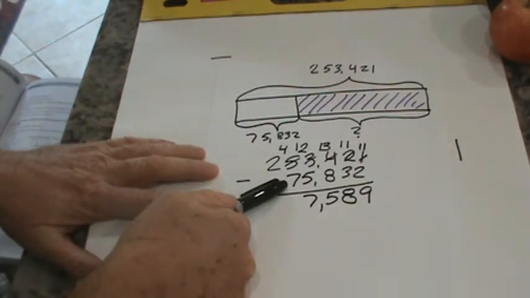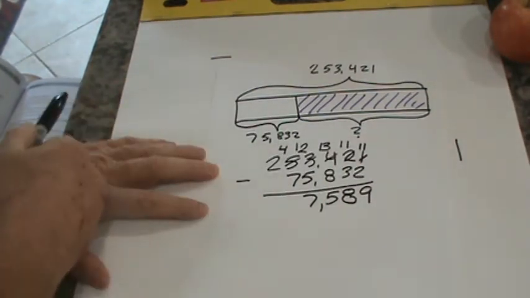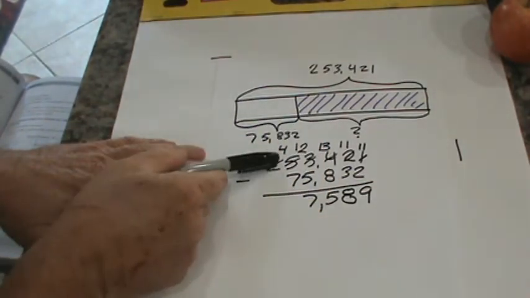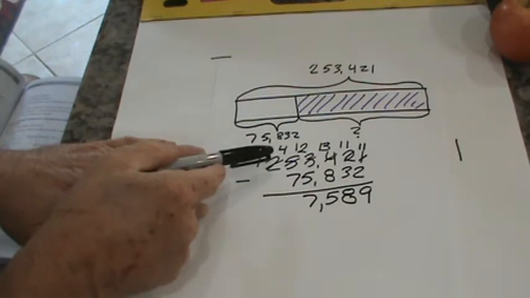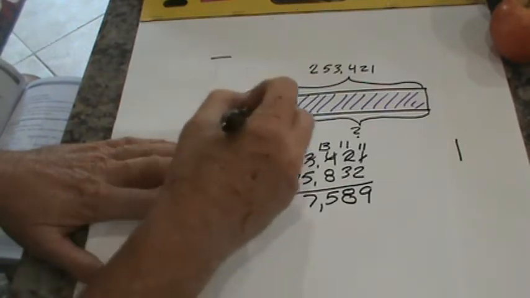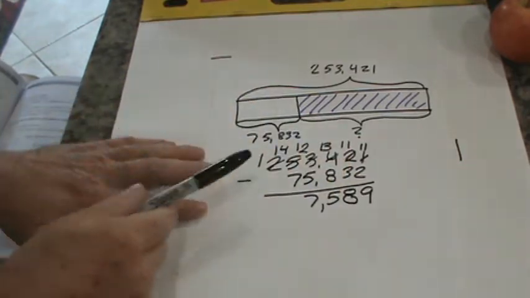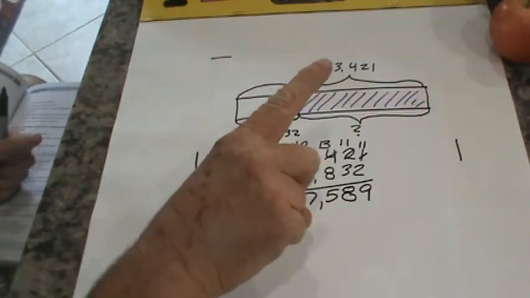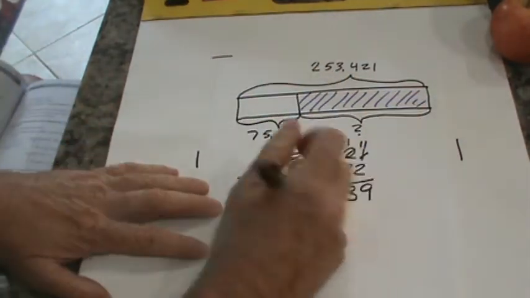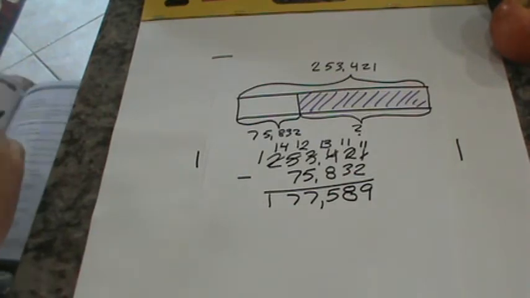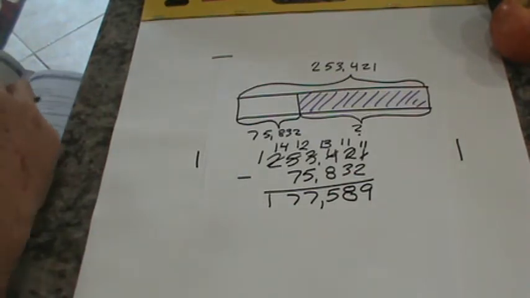Then I can't take 7 ten thousands away from 4 ten thousands, right? So I'm going to have to go to the hundred thousands column, make that a 1, and then this place value gets 10 ten thousands. So 10 ten thousands plus 4 ten thousands is 14 ten thousands. So 14 minus 7. What's the difference? 8, 9, 10, 11, 12, 13, 14. It's 7. And then bring down the 1. So we have 177,589.